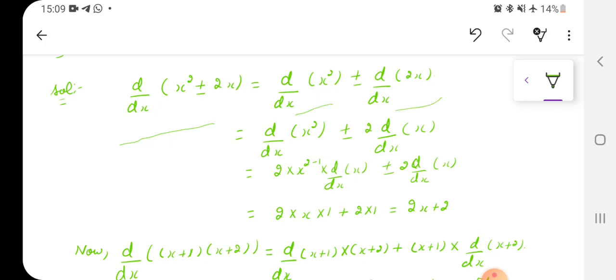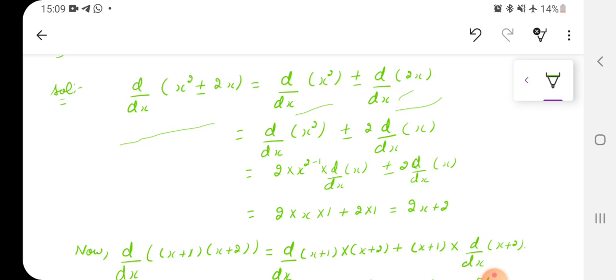That means we have to take the derivative of x square plus minus the derivative of 2x. Now you all know by the algebra of derivatives that the scalar will come out of the derivative. So this scalar 2 will come out, and we will be left with d over dx of x square plus minus 2 times d over dx of x.